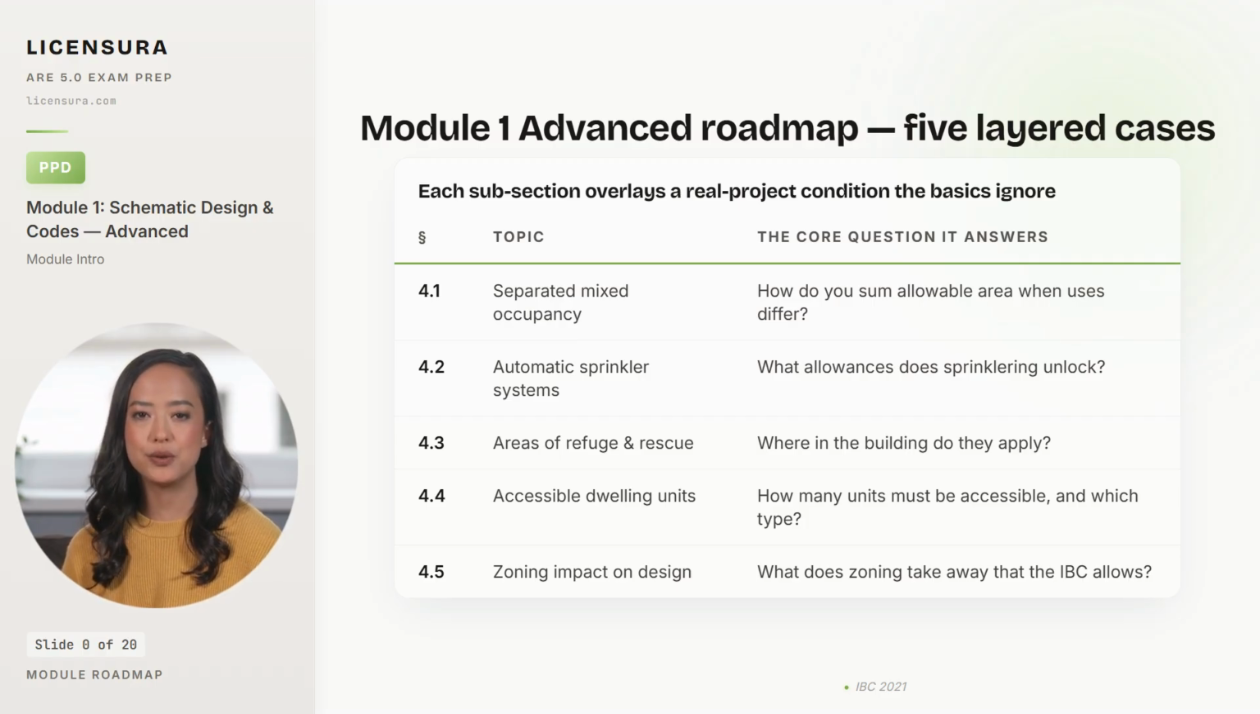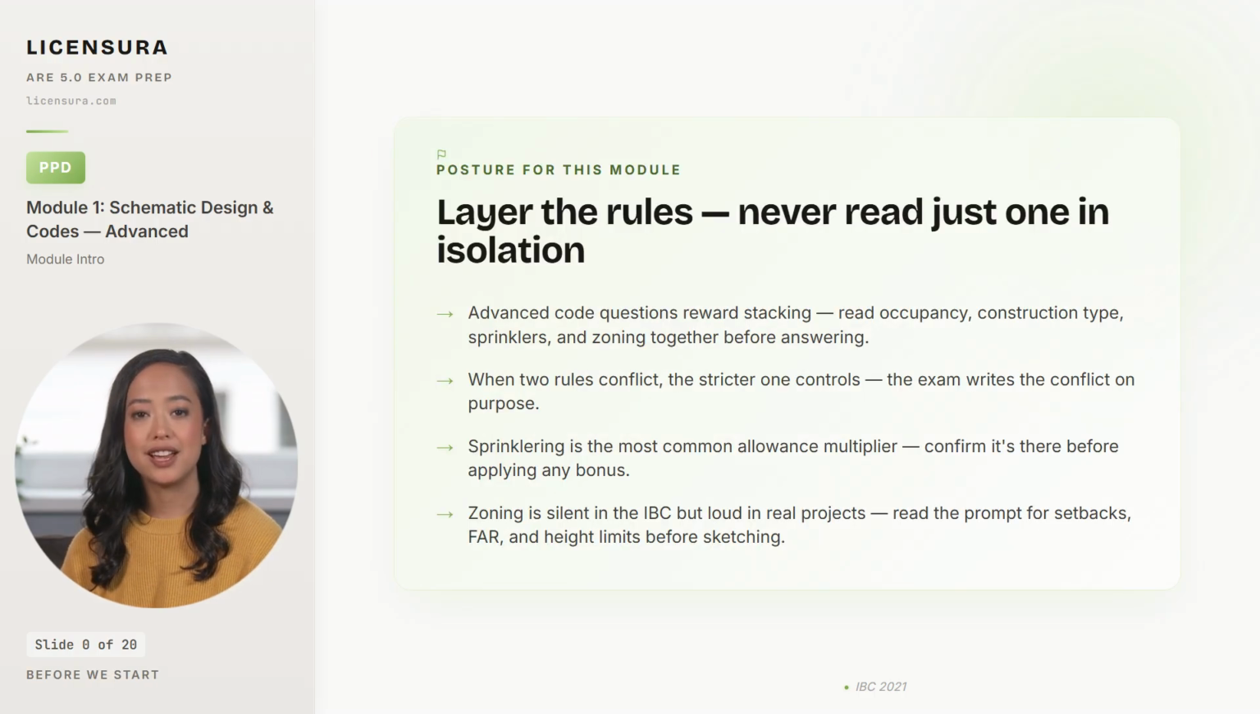One posture shift before we step into section 4.1. 4 things to hold in mind as we walk these advanced cases. First, advanced code questions reward stacking. The exam rarely tests one rule in isolation. It tests 2 or 3 together, and your job is to read all the layers before choosing an answer.